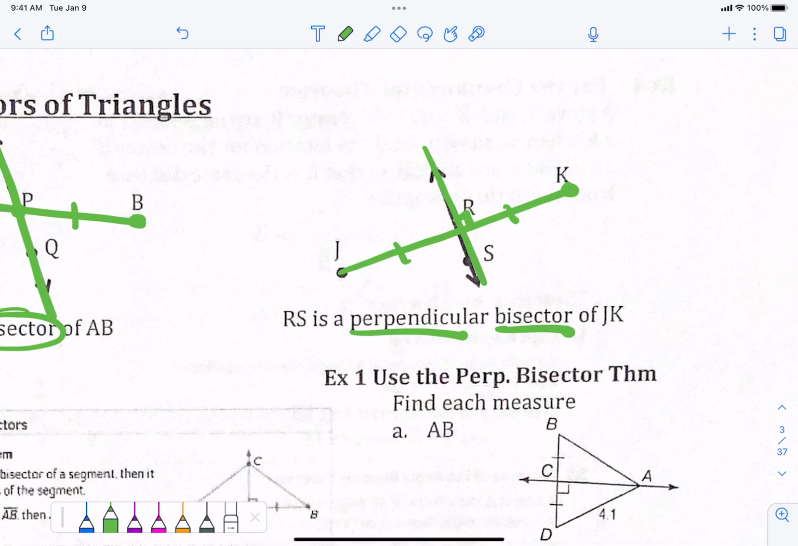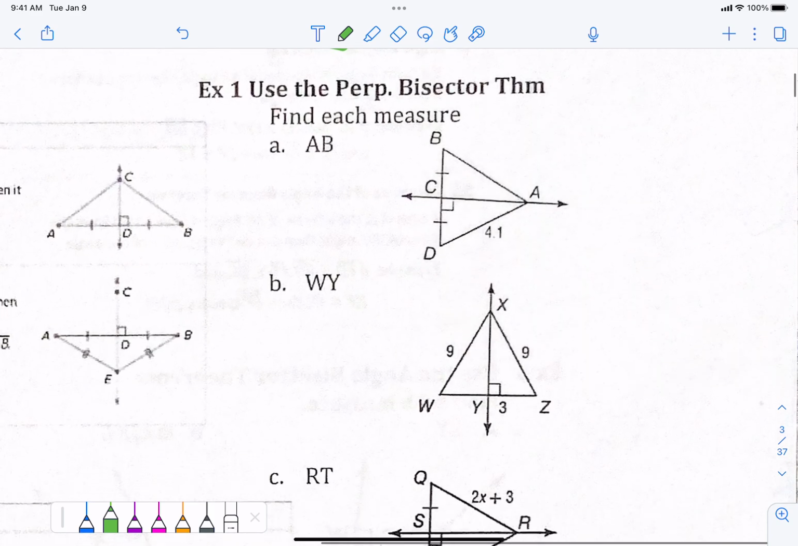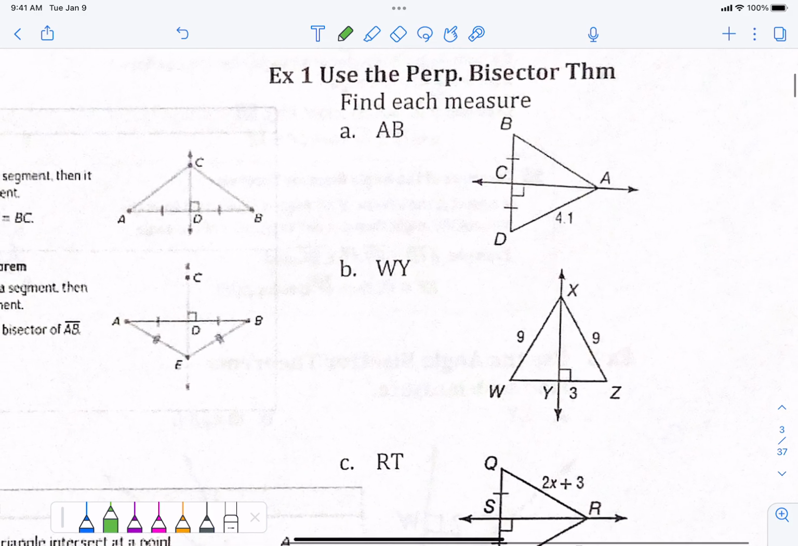Both of them are splitting them in half, right? But the one is at a 90-degree angle and the other one is not. Got it? Okay, let's go into example. I'm going to skip the box and see if we can just figure this out.